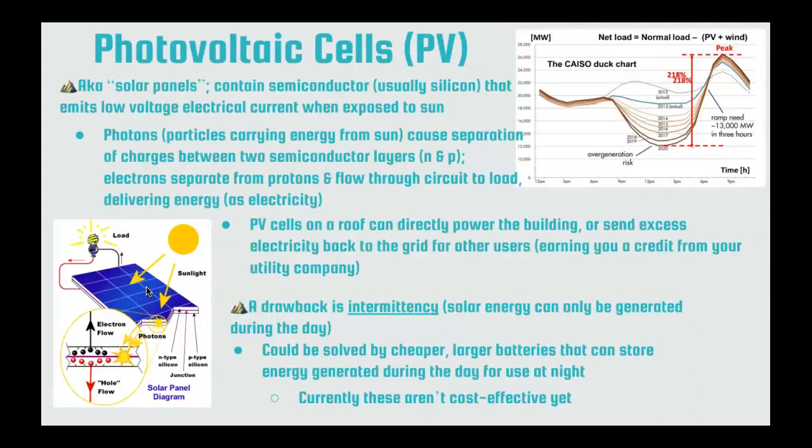Oh, I need to go back to this picture right here. This picture is really important. We call it the duck chart, and it's this idea that these darker lines are fossil fuel usage. When we have solar panels, our fossil fuel usage for electricity is high during the early morning hours before it's light out. And then once it gets light, we see this huge dip in the fossil fuel usage because now we're relying on our solar panel usage during the day.